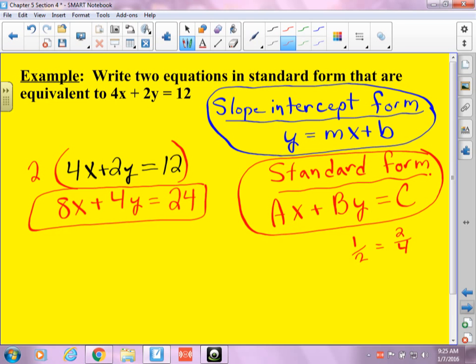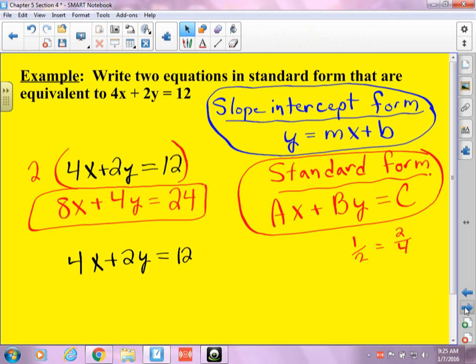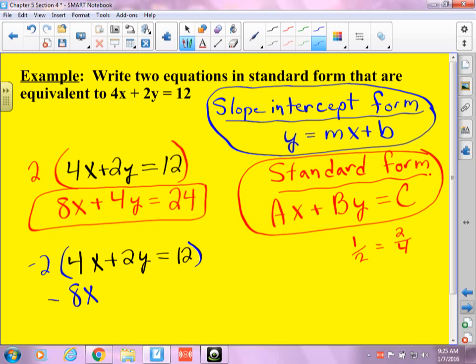I'm going to do another equation. So I'm going to take this same thing, and I'm going to multiply it by another number. I'm going to choose -2. I just am, and we'll talk about why in just a little bit. -2 times 4x is -8x, plus -2 times 2 is -4y equals -24. So here is my other equation.